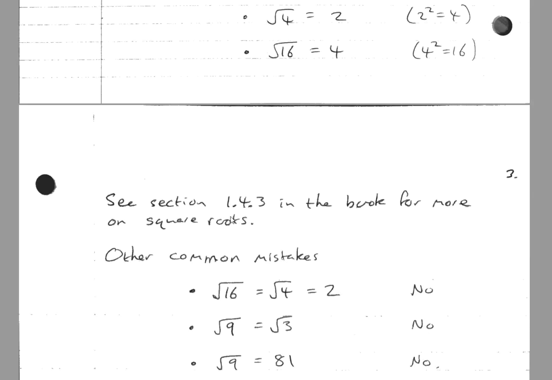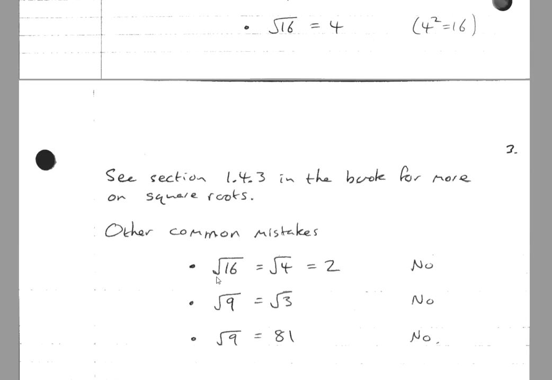We'll take a quick look in the book. But just again to mention some other common mistakes, there are lots of mistakes to make with square roots. One mistake I see a lot is something like the square root of 16 is equal to the square root of 4. No, so we saw it up here. Once you've taken the square root, then you don't need the radical symbol anymore. So the square root of 16, it's just 4. It's not the square root of 4.